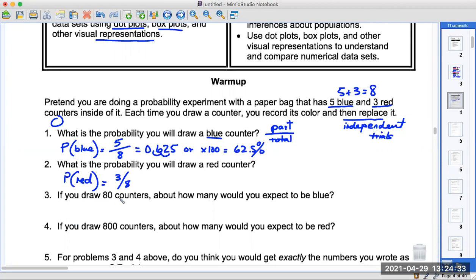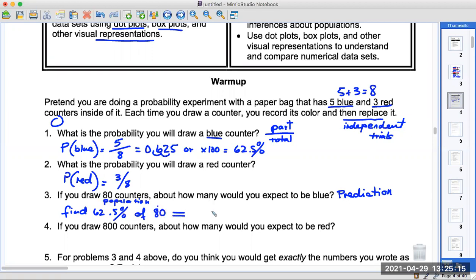Here's the problem. This is called a prediction, remember they talked about predicting. If you have 80 counters, you might not have 80 counters. This is your population. So the whole thing, right? How many would you expect to be blue? Well, you have 62.5% chance of getting a blue. Well, if you have 80, that should stay the same. So I'm going to find 62.5% of 80.